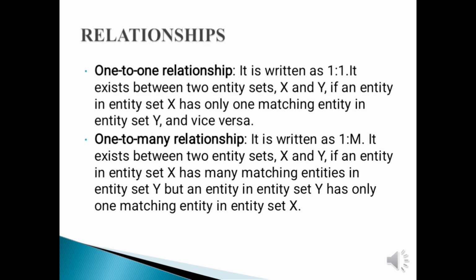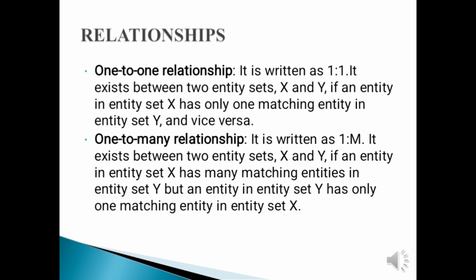Next one, relationship. The relationships are classified into three categories: one to one relationship, one to many relationship, many to many relationship. One to one relationship. A one to one relationship is written as 1 is to 1 in short form. It exists between two entity sets X and Y, if an entity in entity set X has only one matching entity in entity set Y, and vice versa. For example, a department in a college has one chairperson and a chairperson chairs one department in a college.